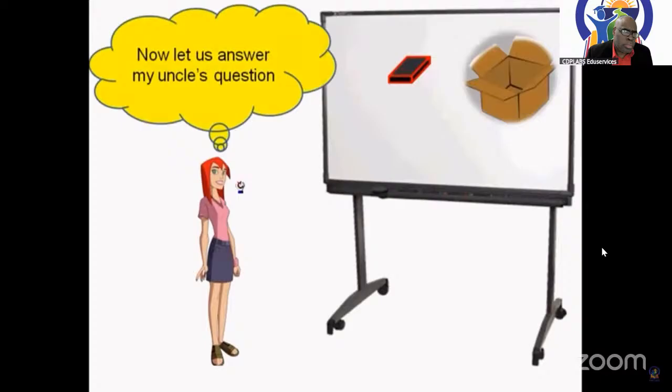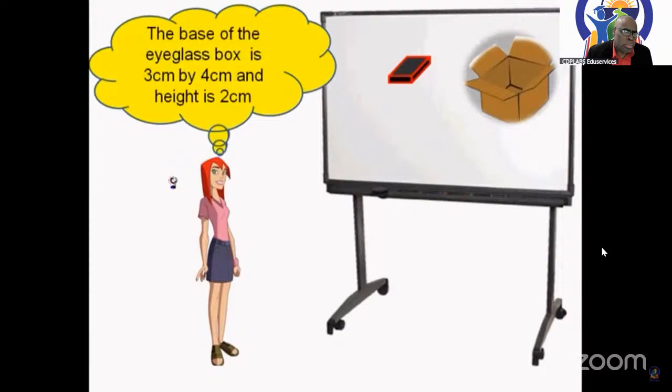Now let us answer my uncle's question. The base of the eyeglass box is 3 centimeters by 4 centimeters, and height is 2 centimeters. So remember, to find the volume of this, what do we do? Good. So 3 times 4 times 2. So therefore, that answer will be what? 3 fours are 12, times 2, which is 24. Pause it there. 24 cubic.